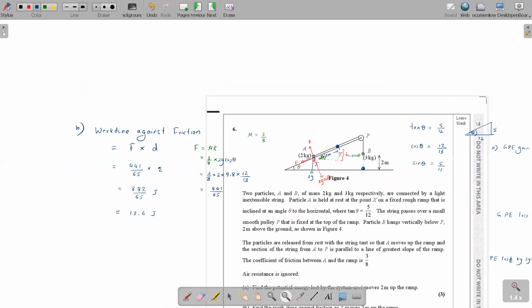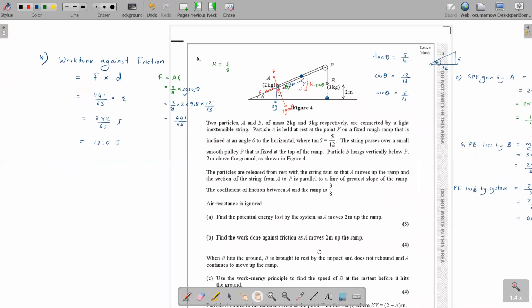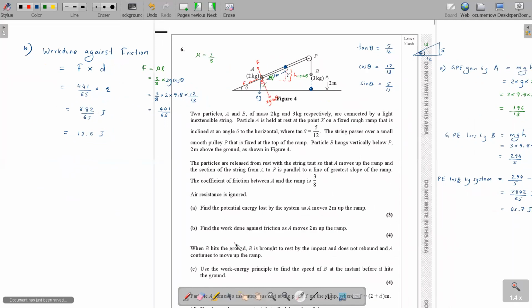Okay. Then the next one. When B hits the ground, B is brought to rest by the impact and does not rebound, and A continues to move up the ramp. So pretty much M1 story, right? You remember in M1 also you have this guy hits the ground, the other guy continues to move up. When B hits the ground, B is brought to rest by the impact and does not rebound, and A continues to move up the ramp.